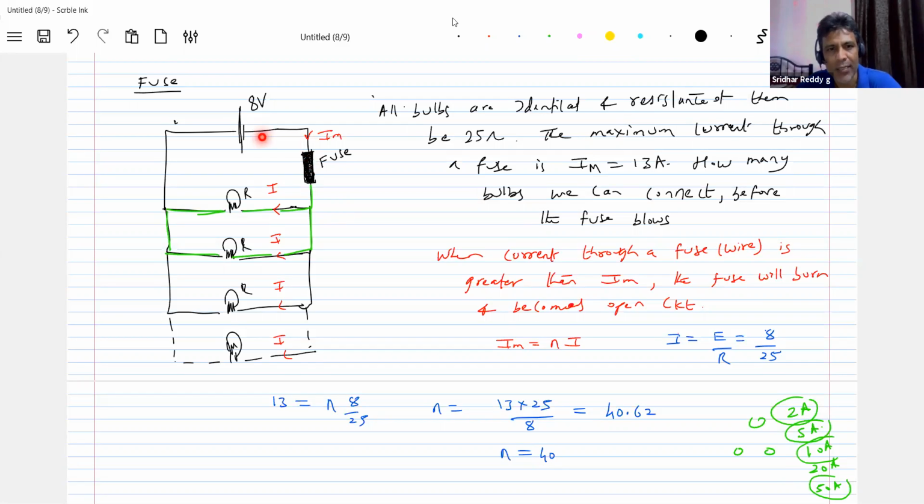Suppose any excess current comes, what will happen? The fuse will burn out first. If the fuse burns out, it will become an open circuit. Then you protect all the equipment. So what is the fuse? How much will it cost you? Around, I think, 120 rupees.